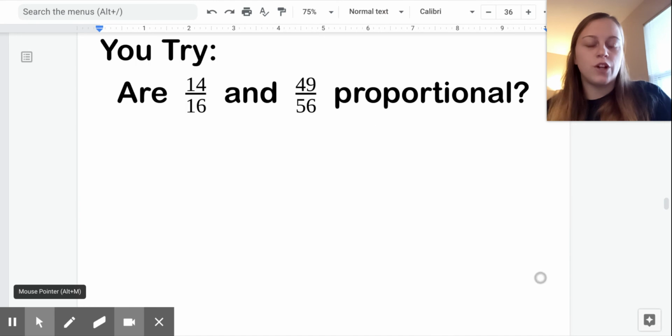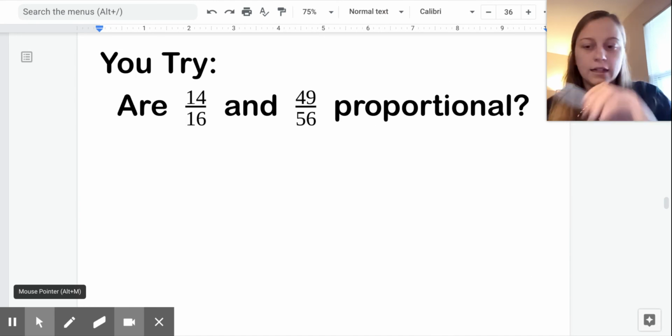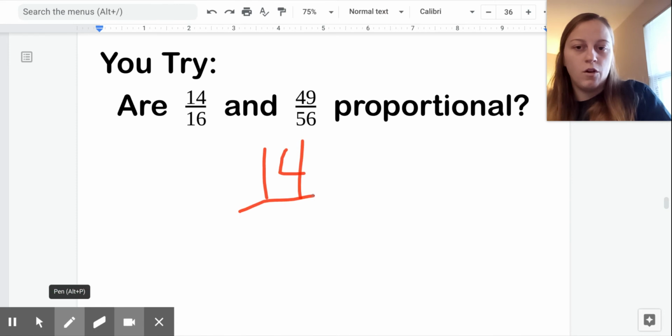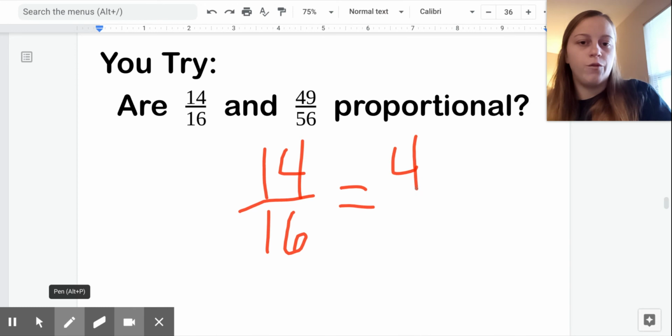So go ahead and you try using cross products. So I'll set this up for you. Remember, we have 14 over 16. We're wondering, does that equal 49 over 56?